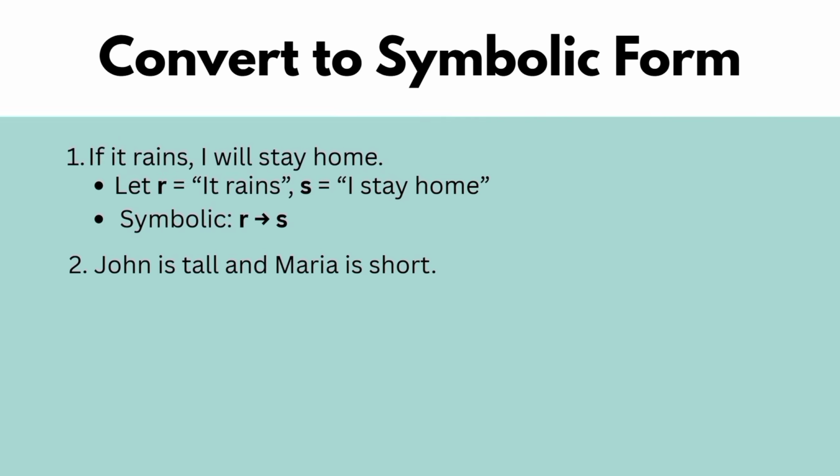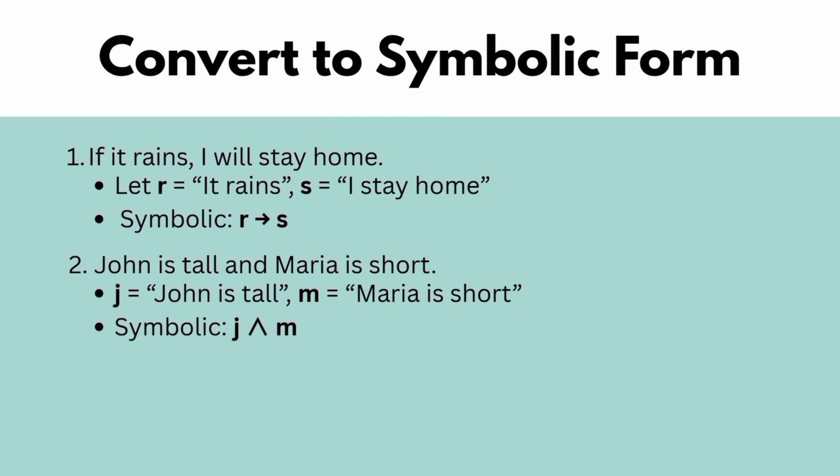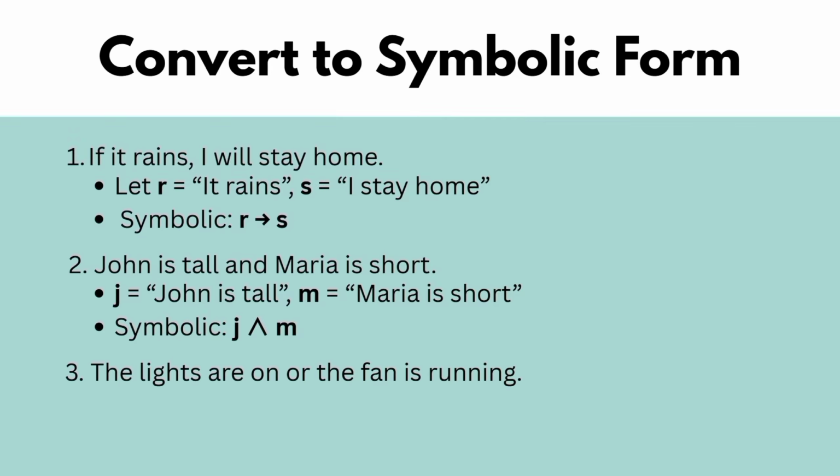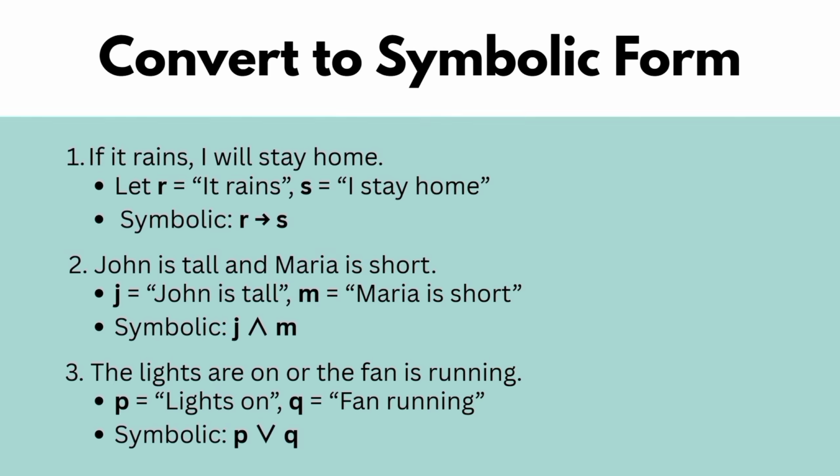Number 2. John is tall and Maria is short. J equals John is tall, M equals Maria is short. The symbolic form for this one is J and M. Number 3. The lights are on or the fan is running. P equals lights on, Q equals fan running. The symbolic form for this one is P or Q.